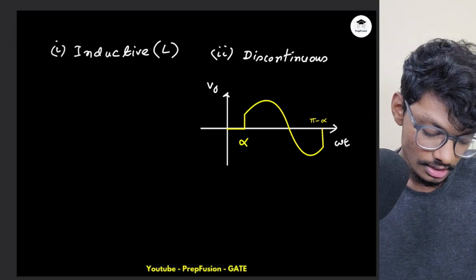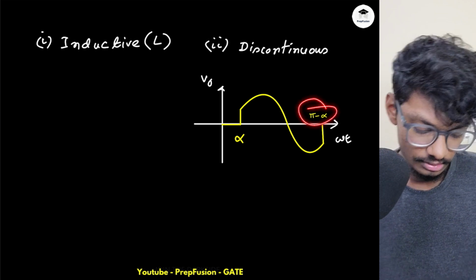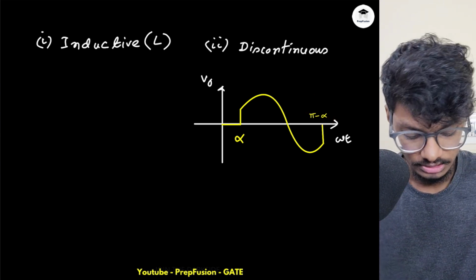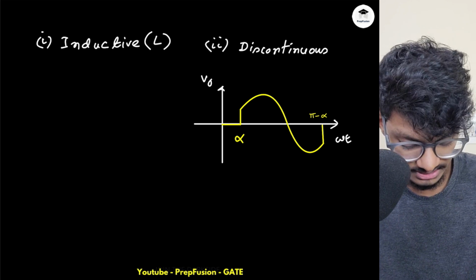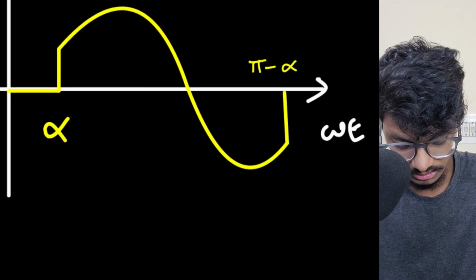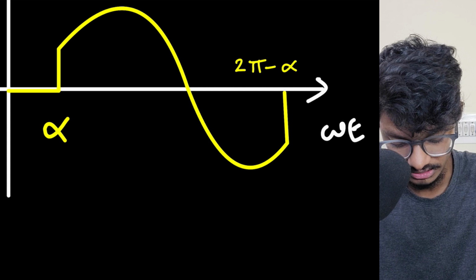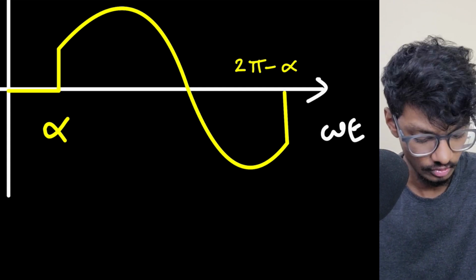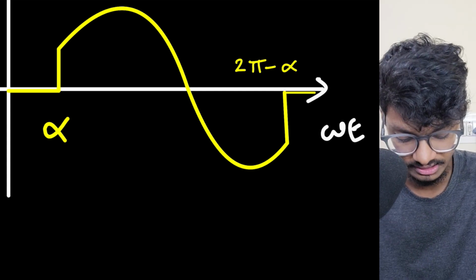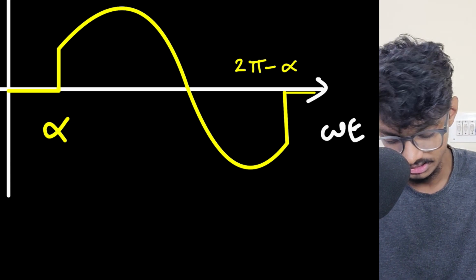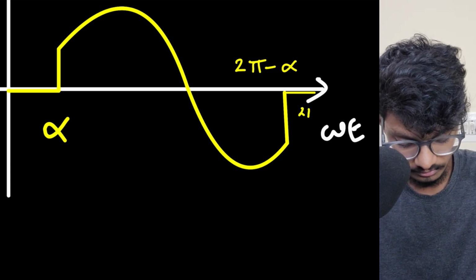Pi minus alpha, okay? So it will be pi minus alpha. Now what can I say? Now basically this point and after this, this is not pi, this is 2 pi minus alpha. I hope you're understanding. If you're not, you have to go back and watch again the inductive load case analysis. So this will be up until 2 pi, okay?